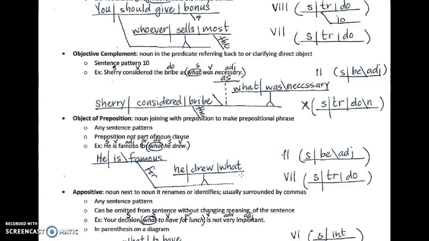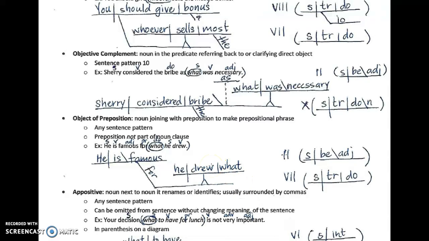Noun clauses can also function as an object of a preposition. The preposition is not part of the noun clause, so don't make the mistake of including that. And we see that what is our trigger word, our red flag, and so we isolate our noun clause. The main part of the sentence, he is famous, and then we have our preposition for that's diagrammed on that slanted line. Remember, nouns always go in the horizontal, so I'm going to diagram this here.